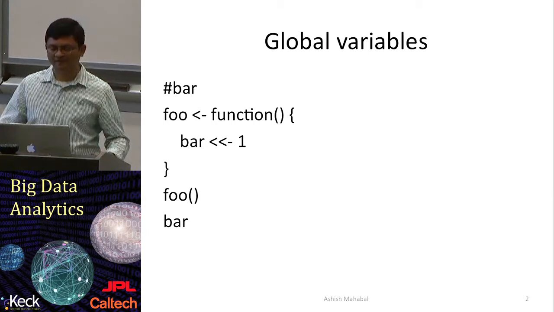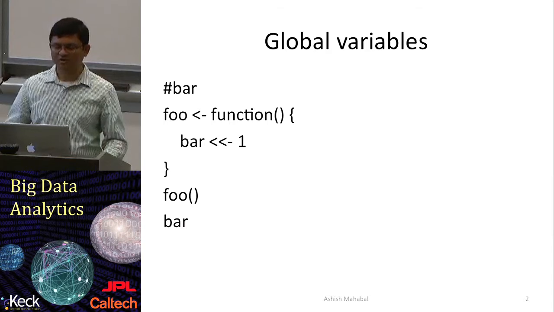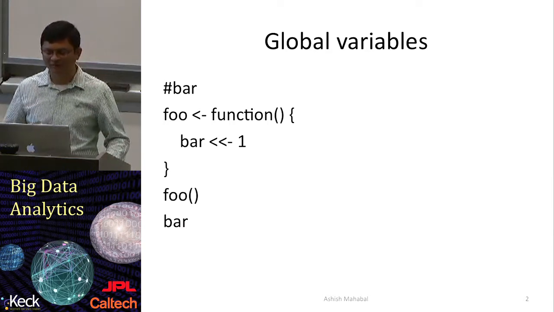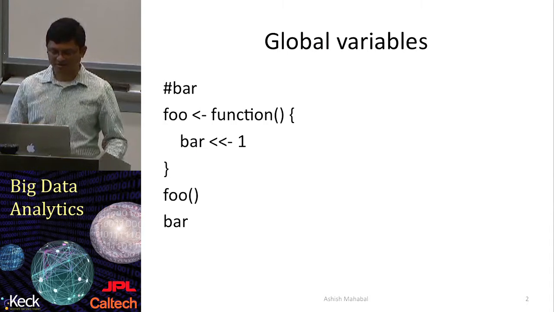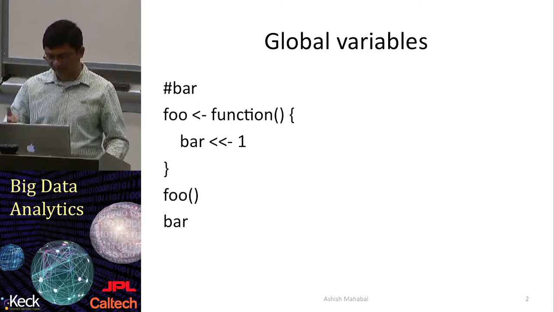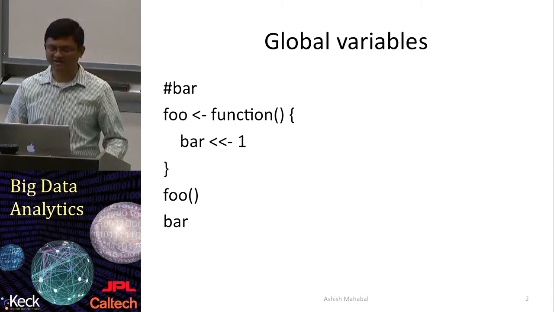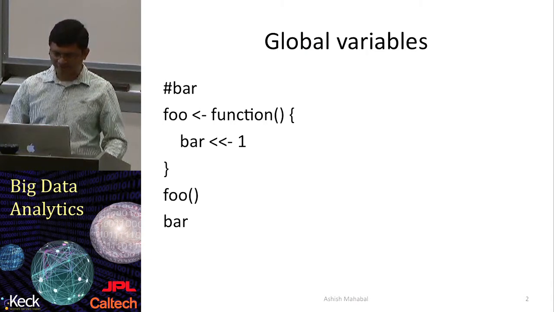So if you now come out of the function definition, and if you run foo, then it's going to do that setting for you. And then if you ask what bar is, though bar was not defined outside the function, you'll get the appropriate value, bar equal to 1. So again, less than dash will set the variable in a higher enclosing scope, and that is what you should do when you need to do that. Well, avoiding something like that is always good, but that's the facility that's available.